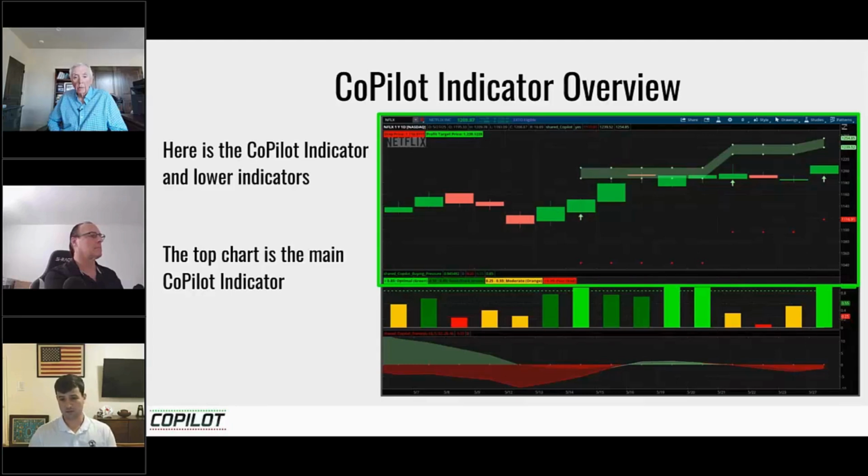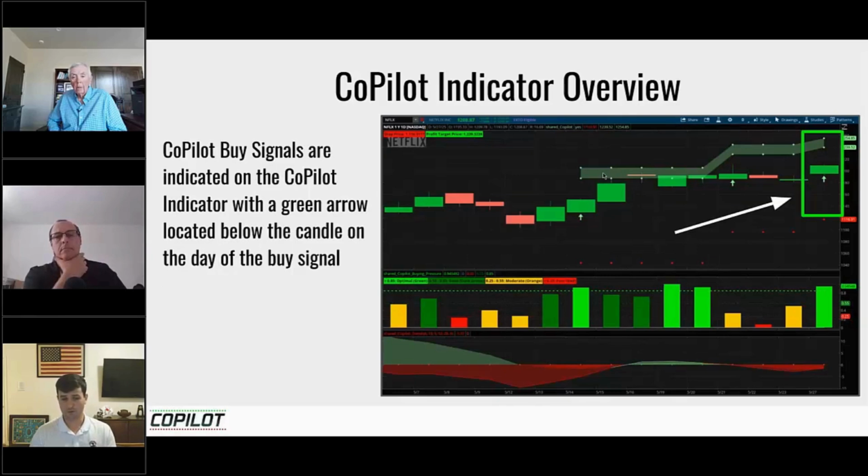As you can see on your screen, this snapshot on the right-hand side is what the CoPilot indicator looks like. This is a snapshot from within Thinkorswim of how it appears in there. You can see here's the CoPilot indicator and the two lower indicators. Highlighted in the upper part of the chart, boxed in bright green, this is the main CoPilot indicator.